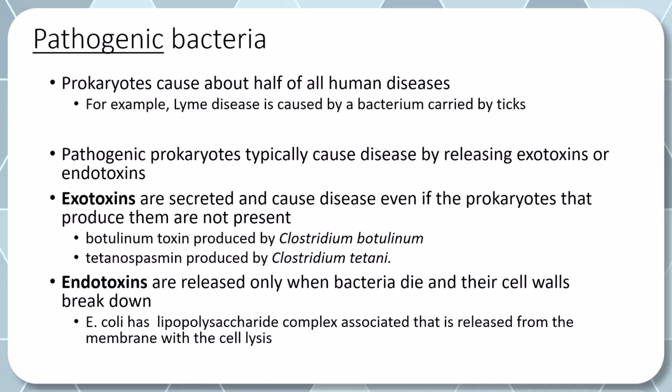Pathogenic prokaryotic organisms typically cause disease by releasing exotoxins or endotoxins. Exo means outside of, endo, inside of. So exotoxins are secreted and cause disease even if the prokaryotic organism that produced them is no longer present. Endotoxins, on the other hand, are released only when the bacteria die and their cell walls break down.